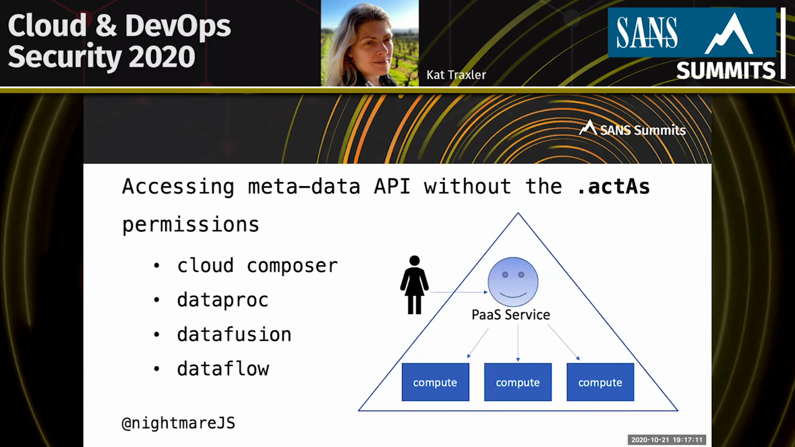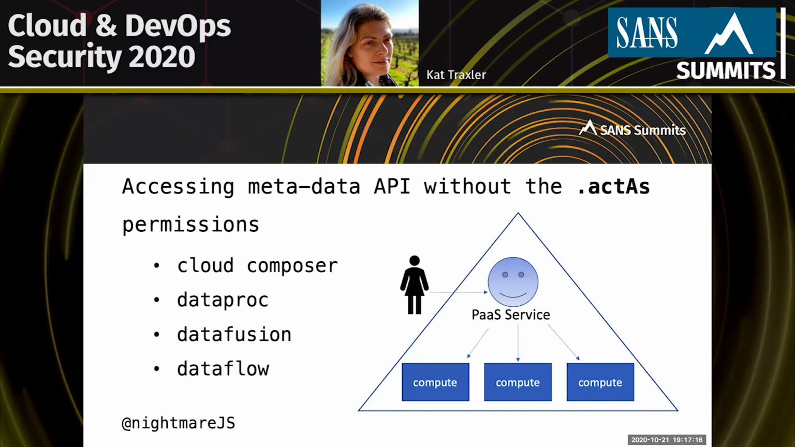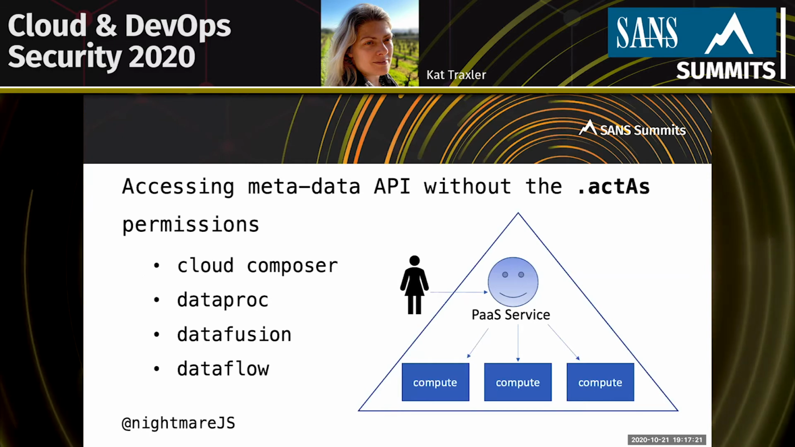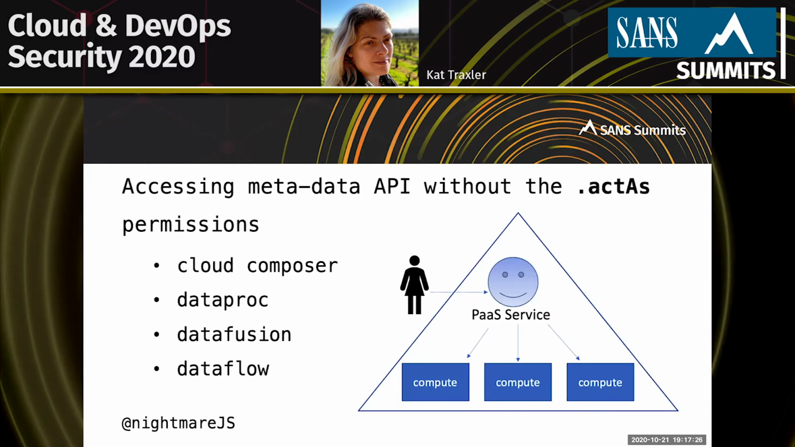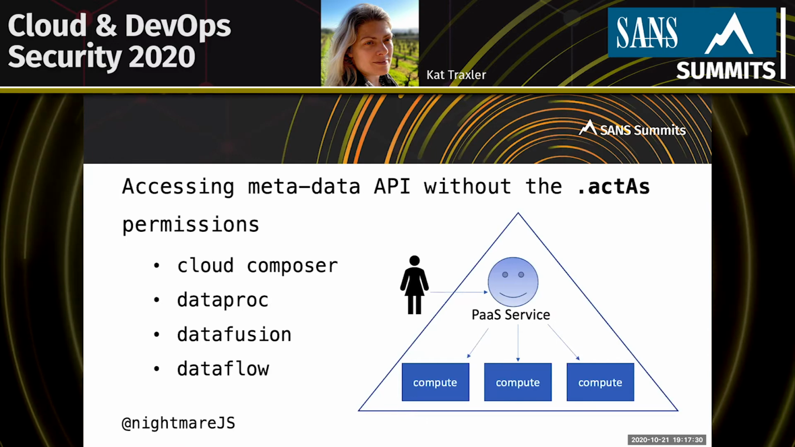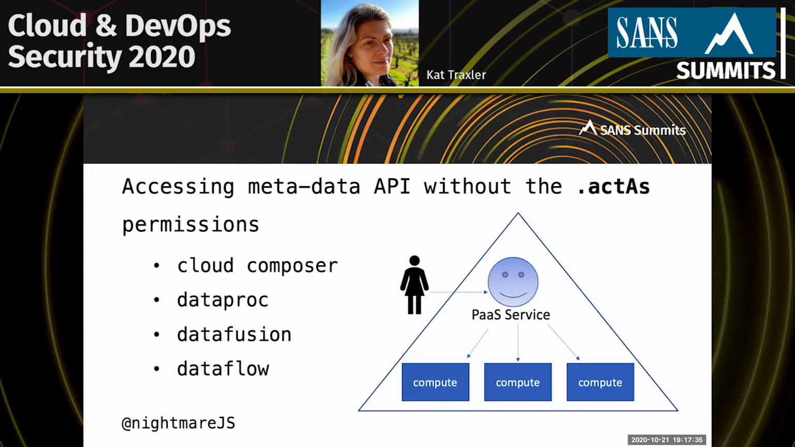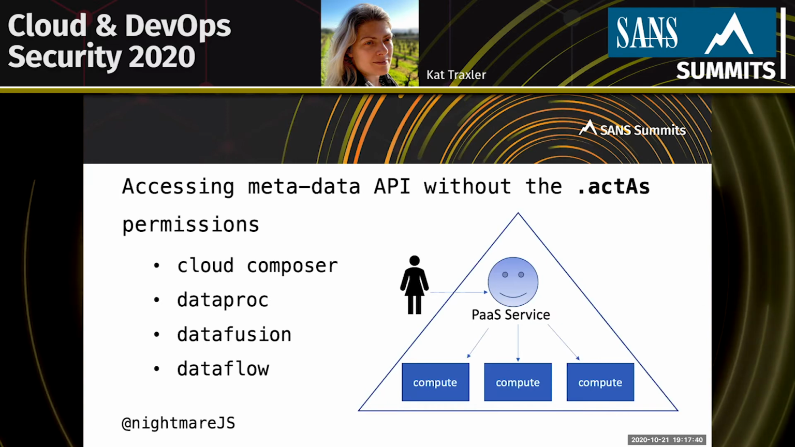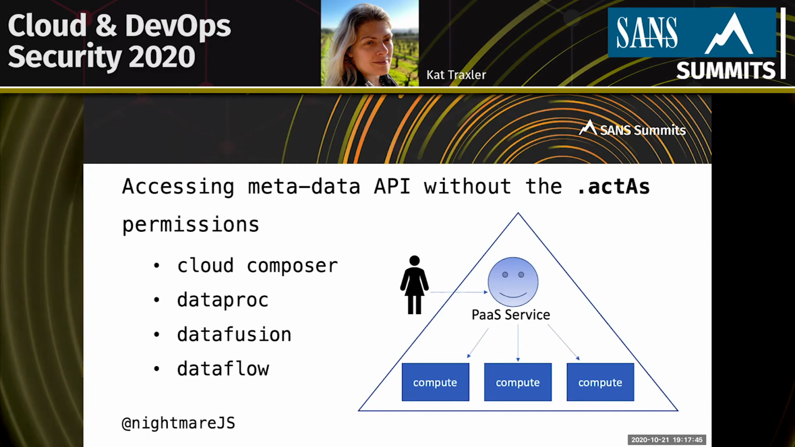Historically, there have been some gaps in the act as permission gatekeeper. Google has a collection of old school data engineering PaaS services. Cloud Composer, Dataproc, Data Fusion, Data Flow. Until January 27th, 2021, these services will allow a user to access the metadata API and retrieve an access token, all without being assigned the act as permission.